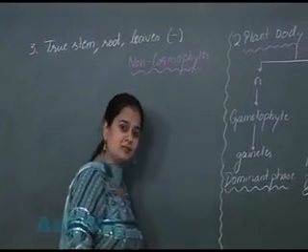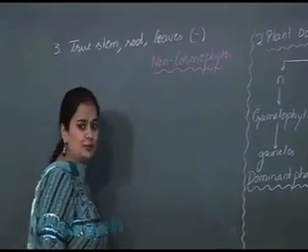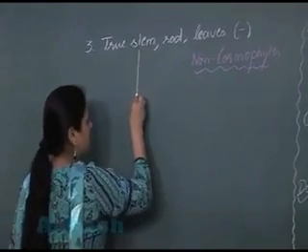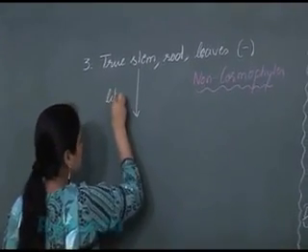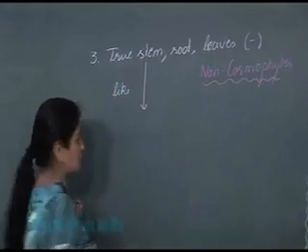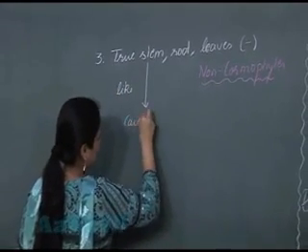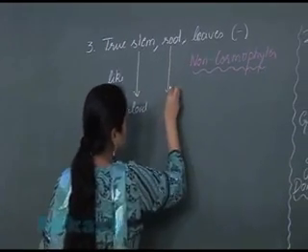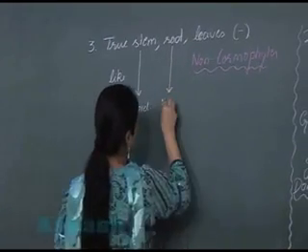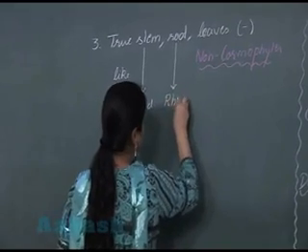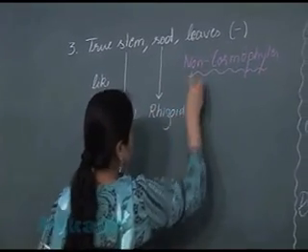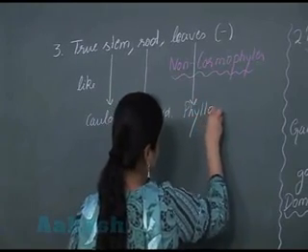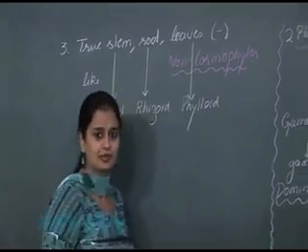Now please keep this in mind, that true stem, root, leaves are absent, but there is presence of stem-like structure. The stem-like structure is known as caulloid. There is presence of root-like structure. This root-like structure is known as rhizoid. There is presence of leaf-like structure, that is phylloid.